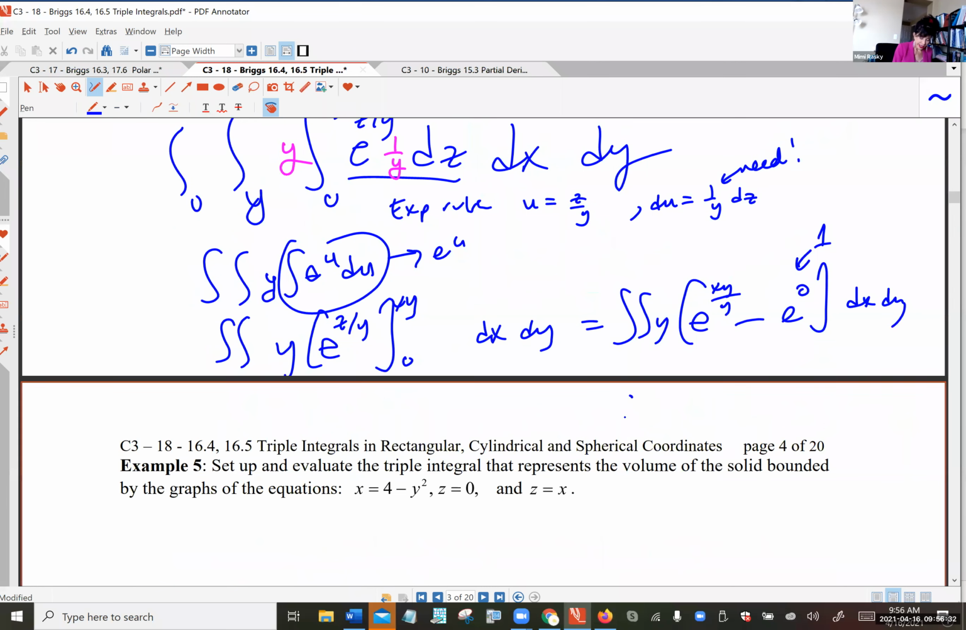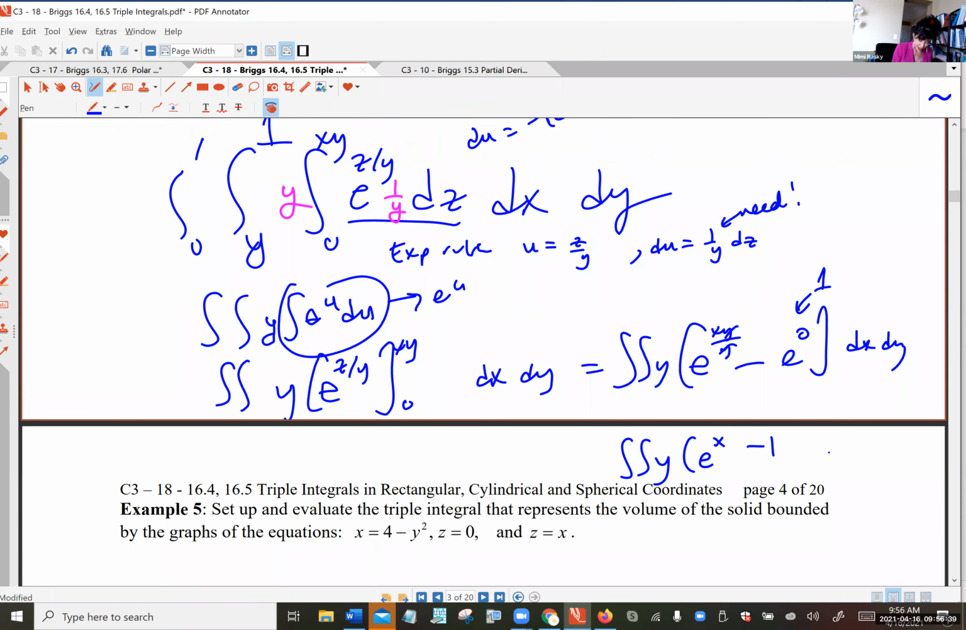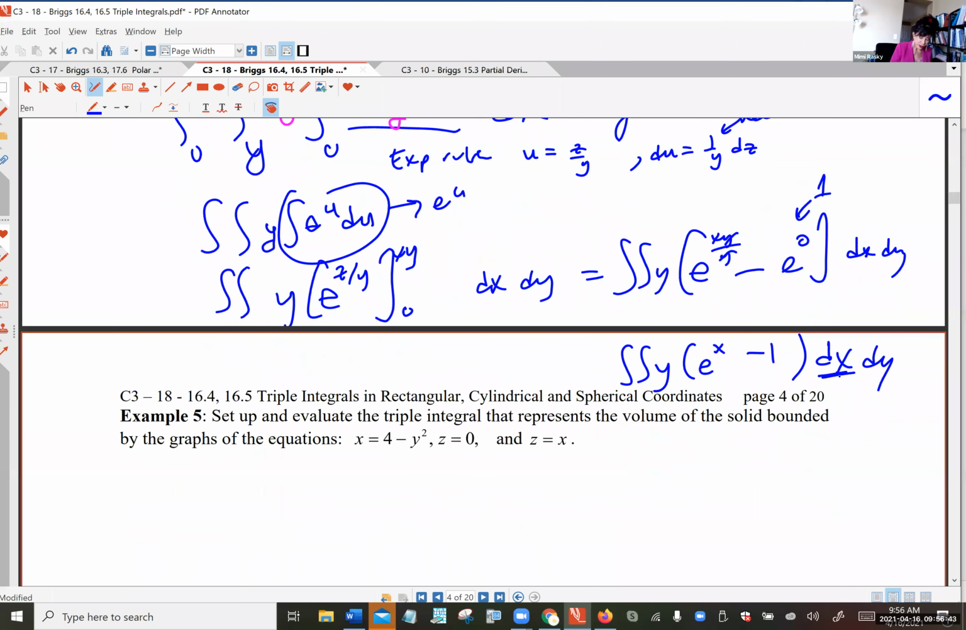So what are we integrating now? You've got a y sitting out here, and then you've got e to the x after reducing, minus 1, and then you have dx dy. That's not too bad because to integrate with respect to x, we're going to get what? The y is just a constant multiple. Keep it out in front, and you'll get e to the x minus x, and you're evaluating that between the limits, which are y to 1, okay?